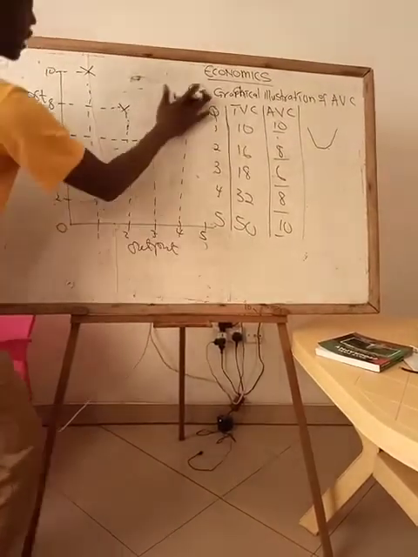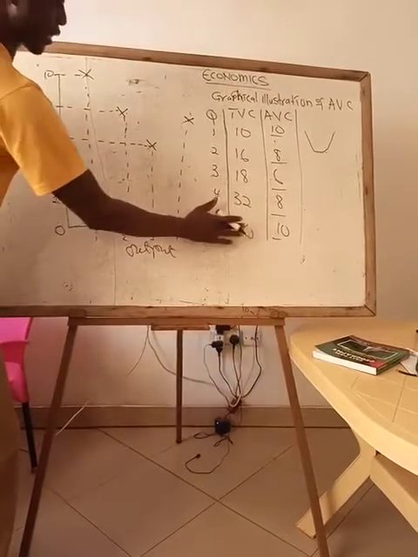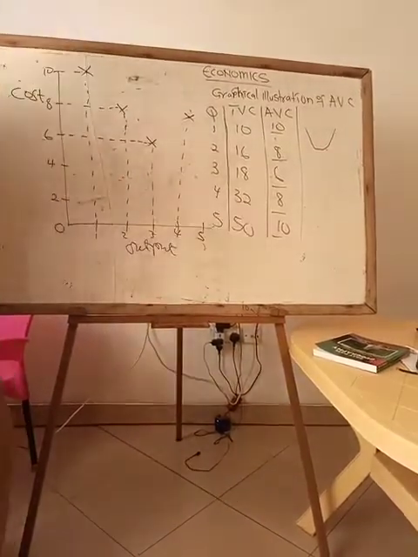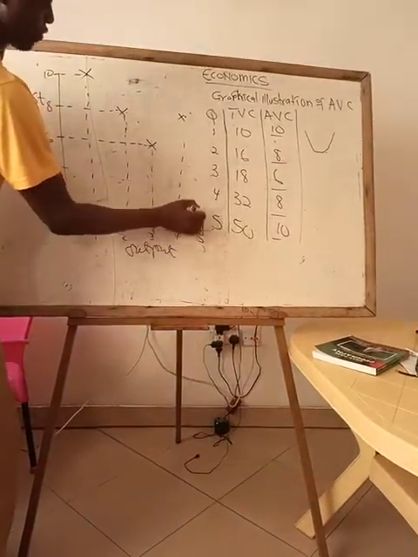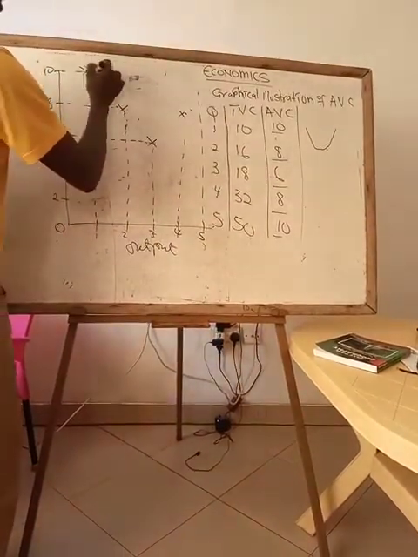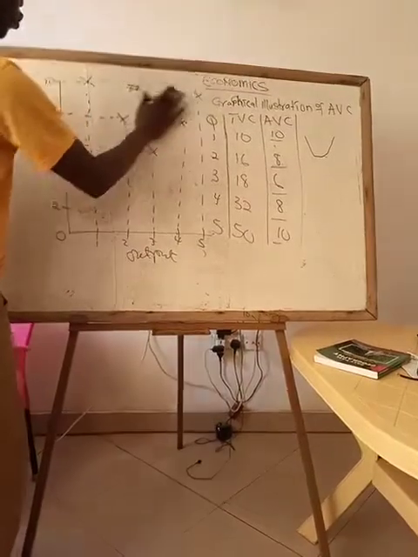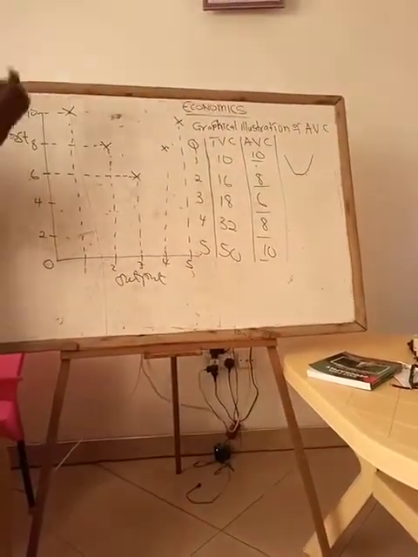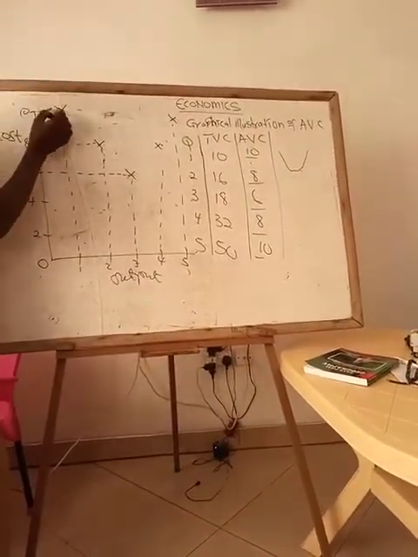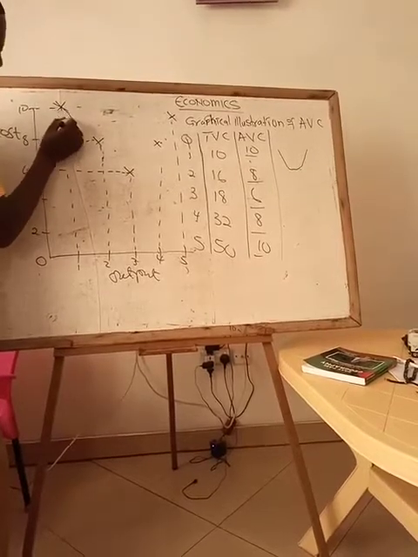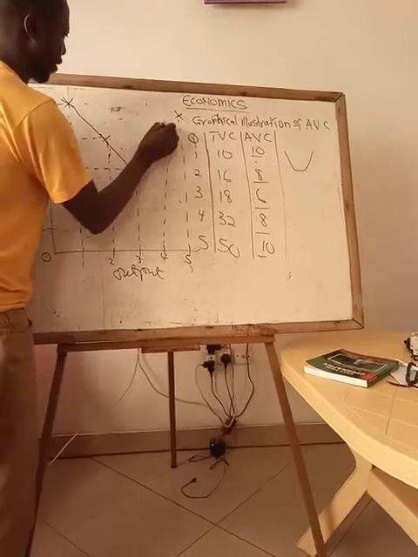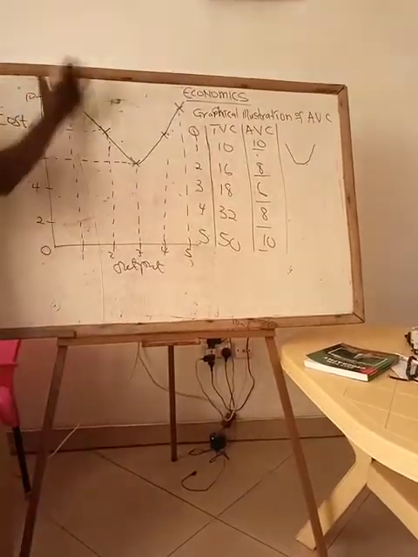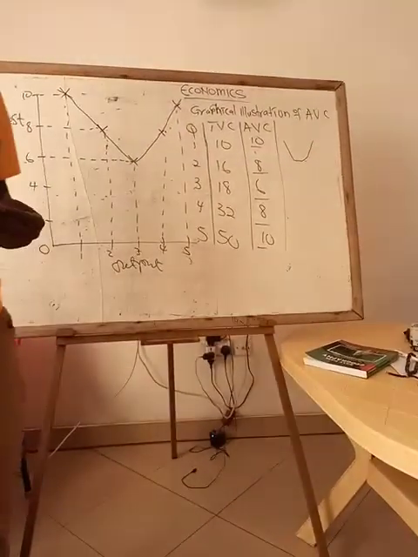And finally, when output is 5, average variable cost is 10. So I'm going to look for 5 and 10. So look at 5 here and look at 10 here. So I'll mark this point. So I'm just going to join the points together. I'm going to draw a line to join the points together. So I have something like this. Just look at it. I have something like this. It goes like this. Then it begins to rise again. So this is exactly the behavior of the average variable cost.